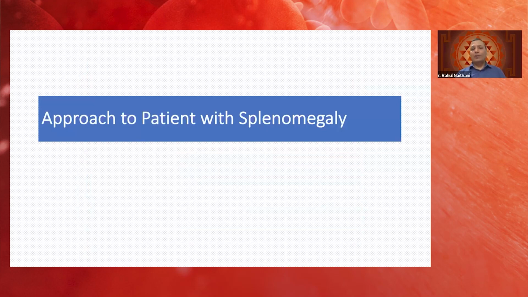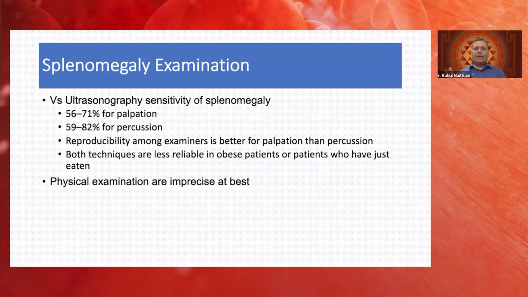Before I talk about a patient with splenomegaly, what actually constitutes splenomegaly? If we compare palpation and percussion with ultrasound, the sensitivity of palpation is 56 to 71% in different studies, and percussion is 59 to 82%. But again, if 100 patients had splenomegaly on ultrasound, palpation and percussion are going to miss a lot. Also, the reproducibility amongst examiners is not very good for percussion. Both techniques are less reliable in obese patients or patients who have just eaten. So if you really suspect splenomegaly, physical examination at best is imprecise.